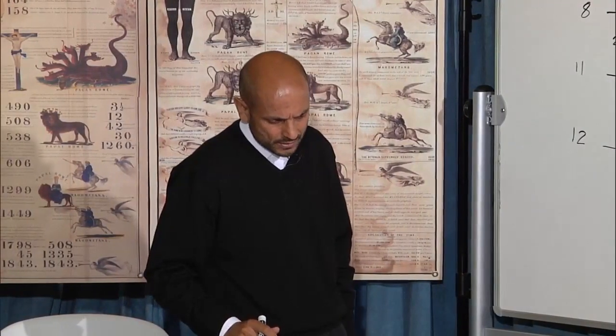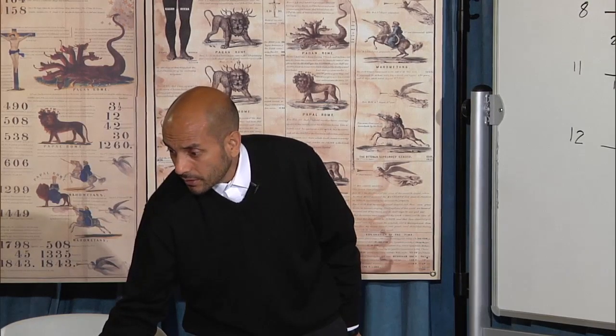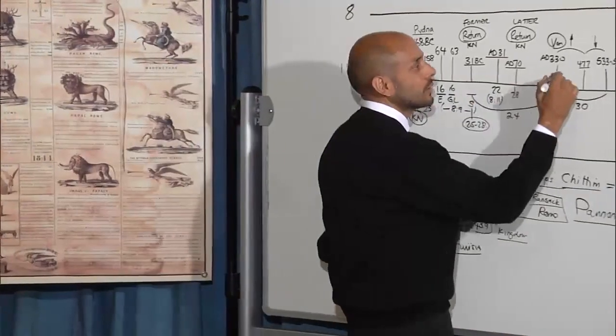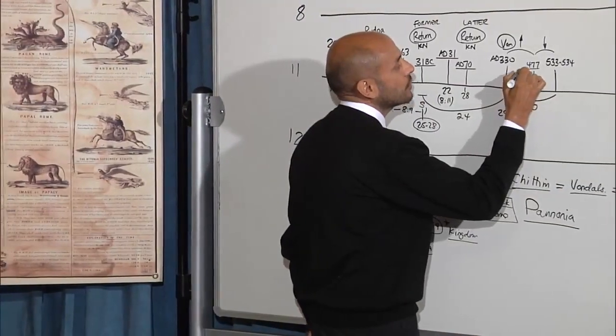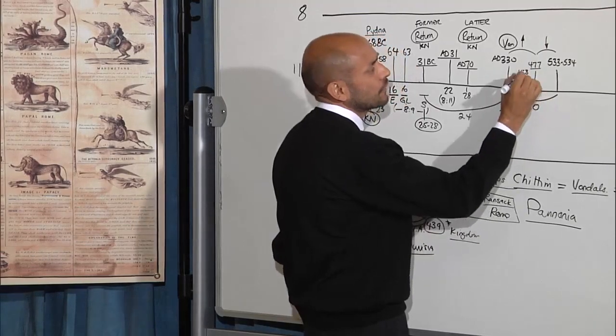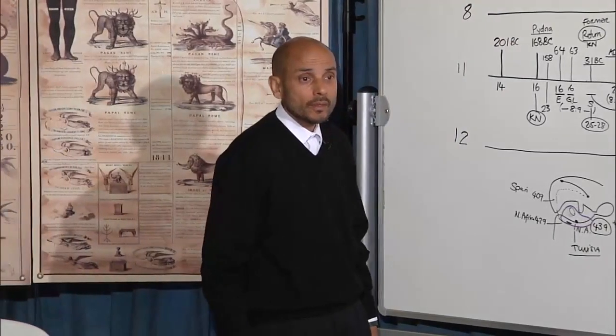674, I think it is. Let me just check. I think it's 674. No, 428. Is that what you had? 428, yeah. From 428, because he ruled for a long time, from 428 to 477, nobody can defeat them.